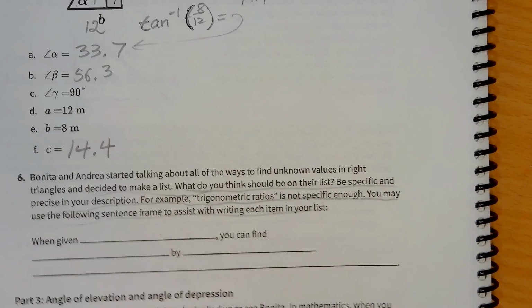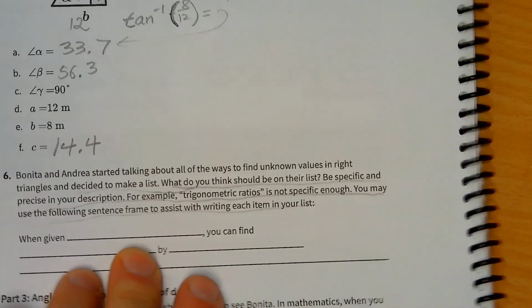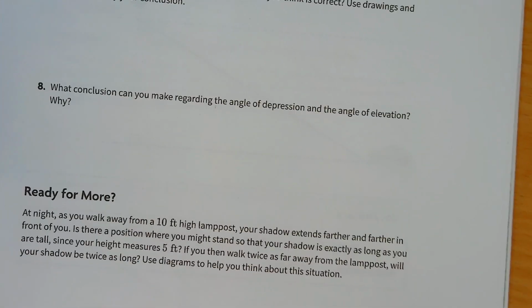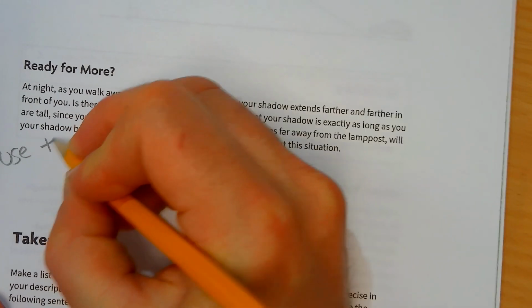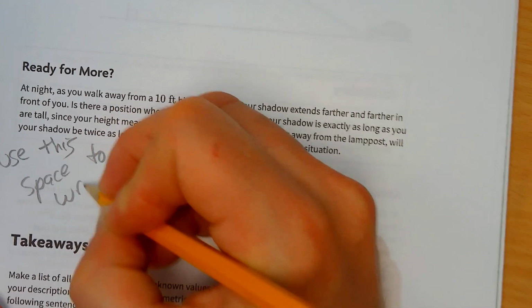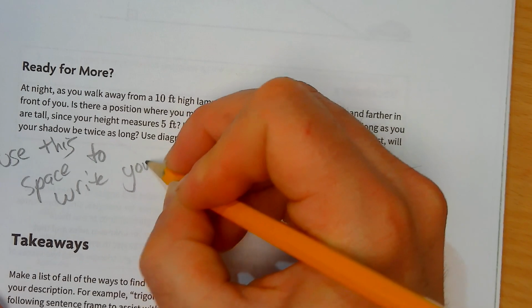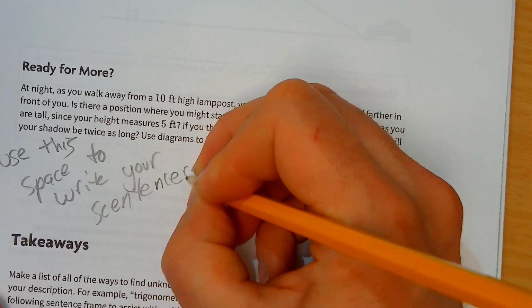Okay. Well, they did not give us room to write all the stuff we need to write. But 6th period has room. So I don't know. I guess use this space. Use this space to write your sentences. I don't know how to spell sentences. Don't make fun of me. I don't think there's a C here.